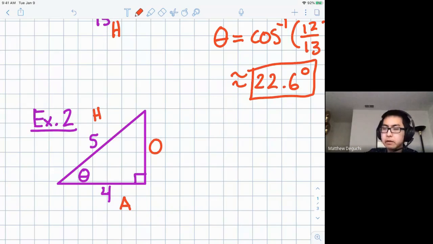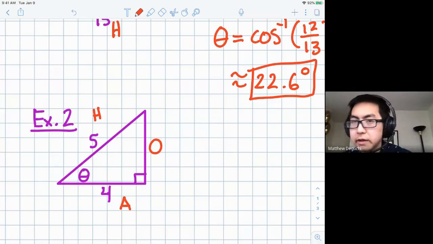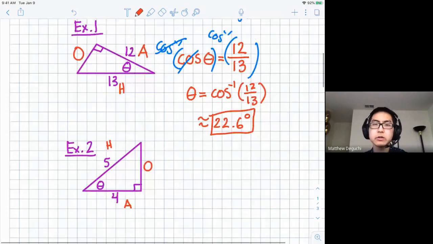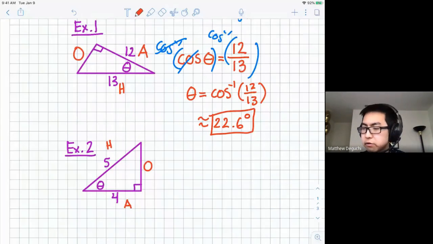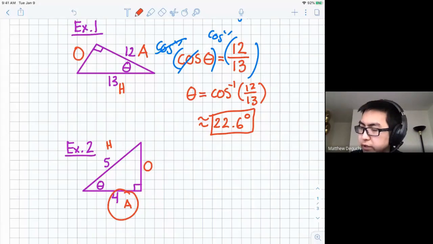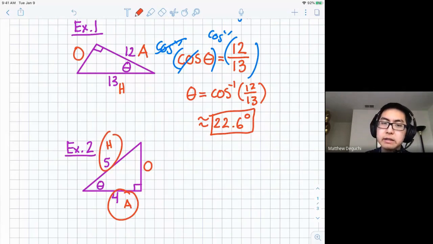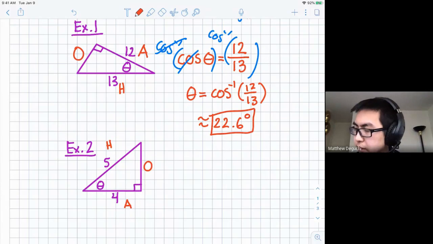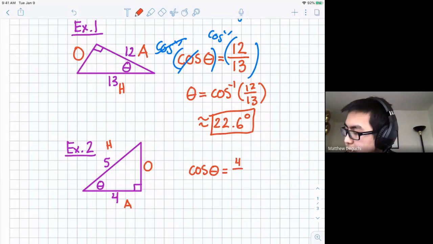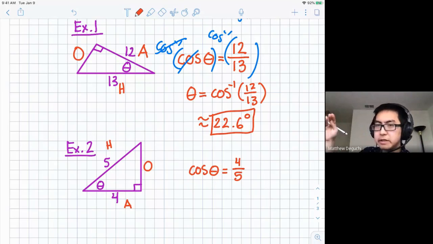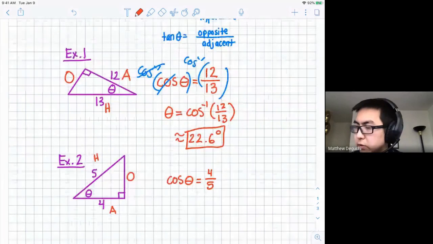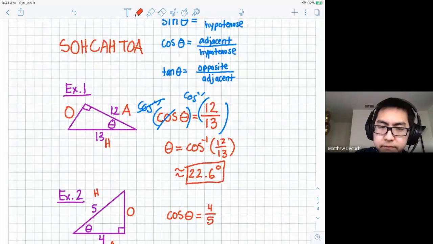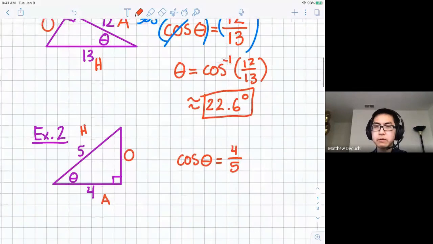So now you have to think, right? Okay, we labeled everything, so where's the information at? There's information at A and there's information at H, which means that this one again is cosine. So cosine theta is equal to 4 over 5. Adjacent over hypotenuse, SOHCAHTOA. And then we have to solve for that theta.